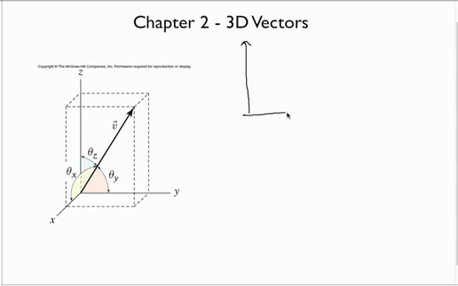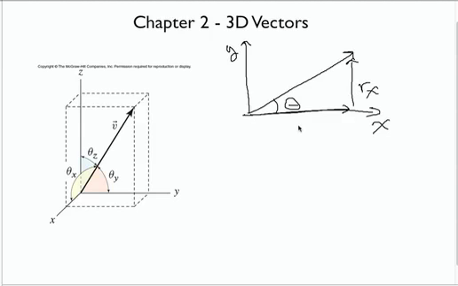So here is our 2D situation. We've got x, y, here's theta, right? And so we have rx, and then, excuse me, ry, and rx right there. All right, and this would be vector r. Right, so in 2D, our rx is equal to magnitude r cosine theta, right, for the rx.